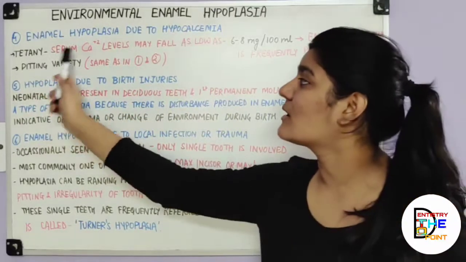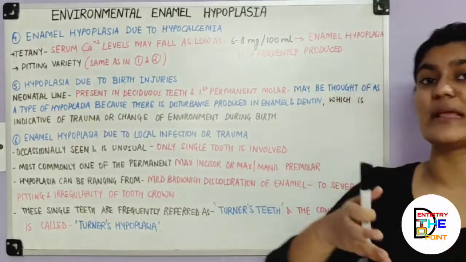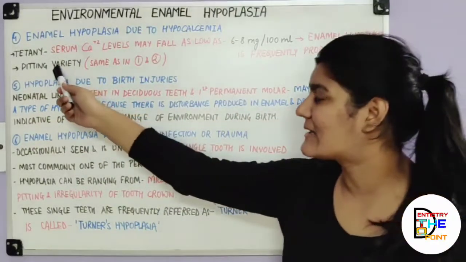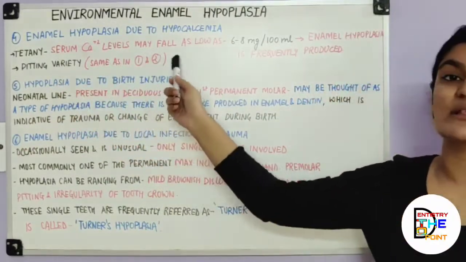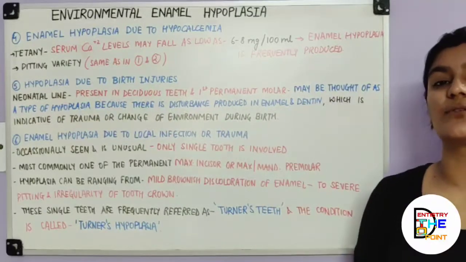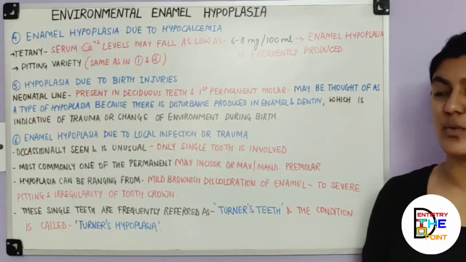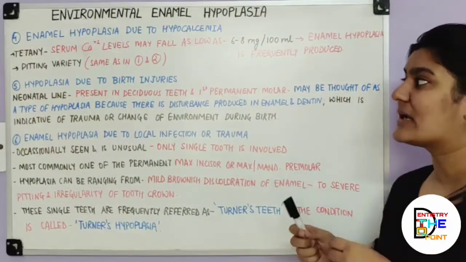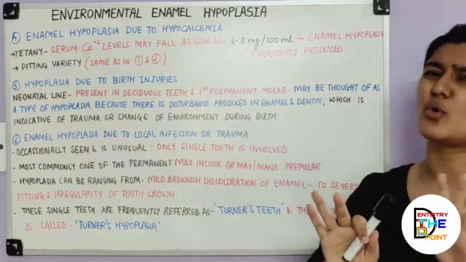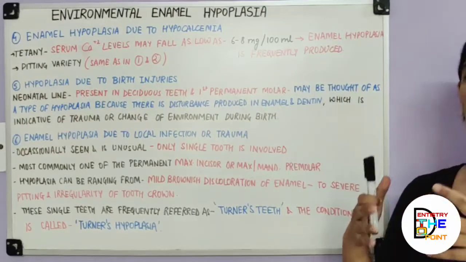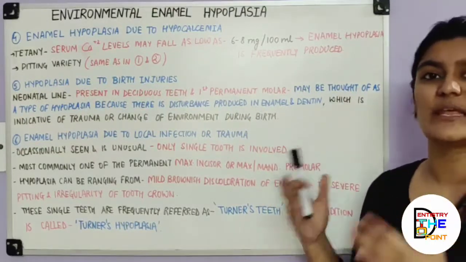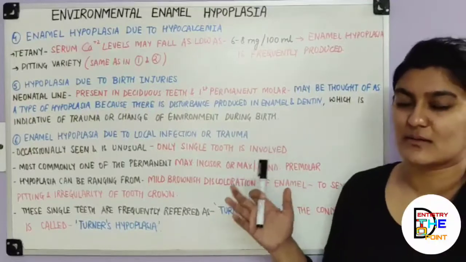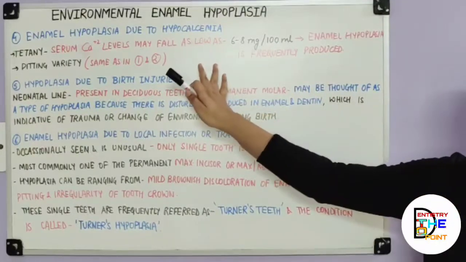Also, the variety of hypoplasia which occurs is of the pitting variety, that is similarly seen in the first and second, that is nutritional deficiencies and the exanthematous diseases. So the clinical appearance of the tooth, that is the pitting type, the same is seen in this. Not many conclusions have been established by investigators and researchers, so there is nothing more on this point.